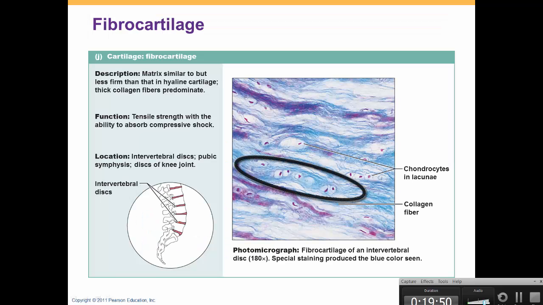So let's take a look here. So here are my cells, and as you can see, these cells run in a file. These are my chondrocytes, and in between the chondrocytes, all this blue is actually collagen fibers. So there's a lot of collagen fibers here. Where do we find this? Intervertebral discs is one example. And why do you need all these fibers? Because as we said, collagen fibers resist compression.